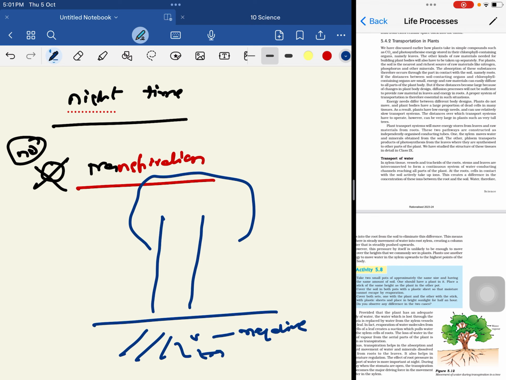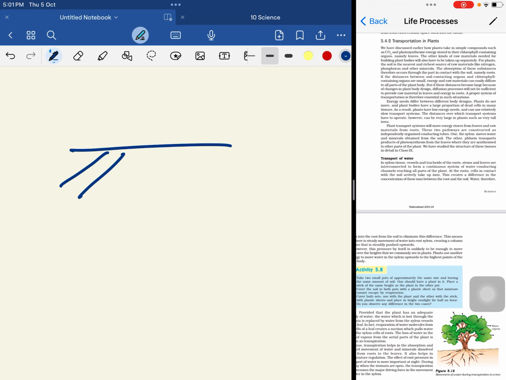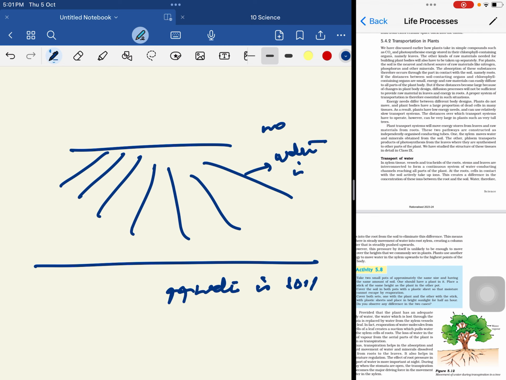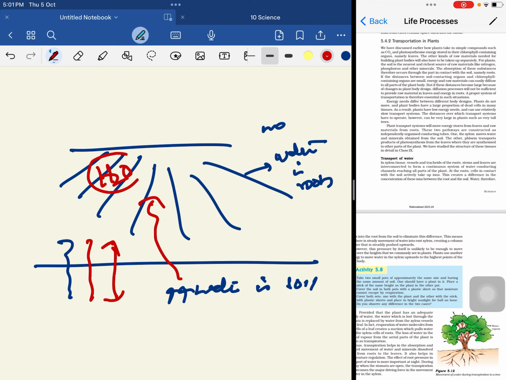This difference of water is just like a diffusion process, as I told you, a difference between roots and soil. During night time there is little water in the roots and a lot of water in the soil. More water in the soil and less water in the roots. This difference will pull the water from the soil into the roots. This is one method of transportation.